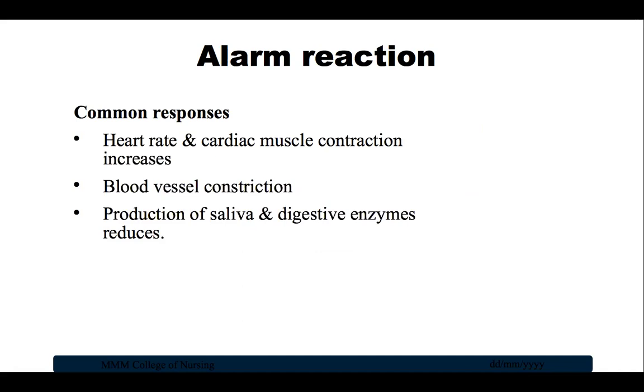Now, the common responses during the alarm reaction are that the heart rate and cardiac muscle contractions increase, which increases the circulation of blood quickly to the area where it is needed to fight the stress. The blood vessels constrict, especially the ones that supply the viscera, except in the heart and lungs, while the blood vessels that supply the skeletal muscles and the brain dilate. Production of saliva and digestive enzymes reduces during this stage. So these are the common symptoms that a person would experience during alarm reaction.